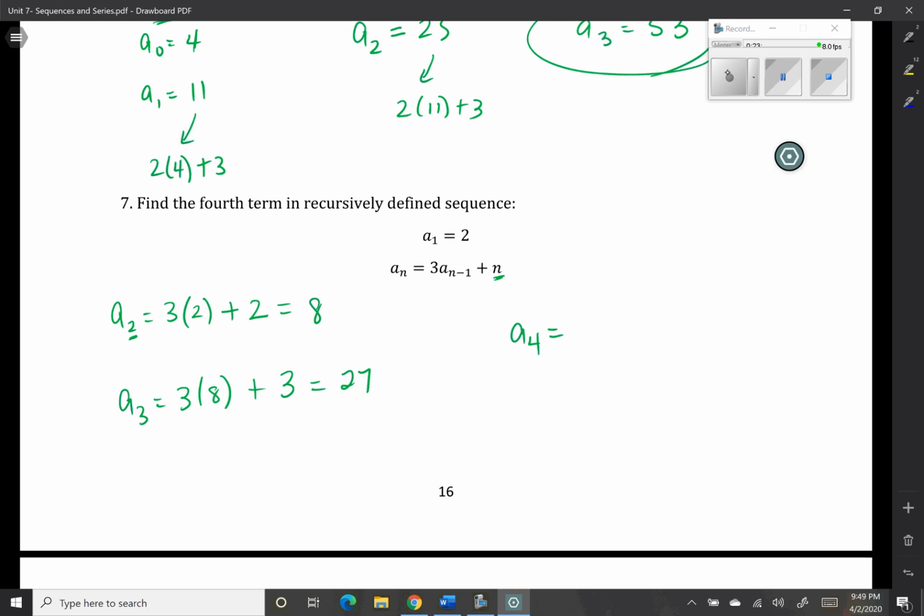All right, so welcome back. Hopefully you did that, and we did 3 times 27 plus 4, and we found out that the next term, or the fourth term of the sequence, is 85.